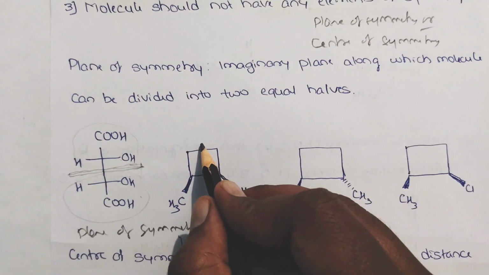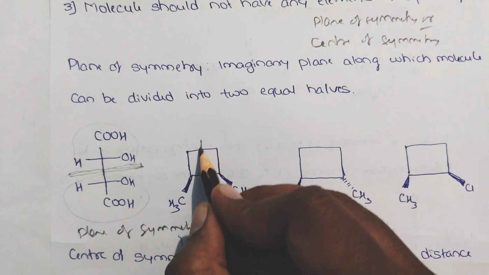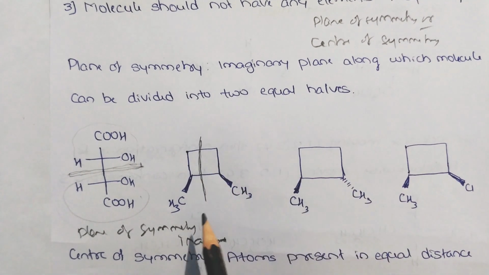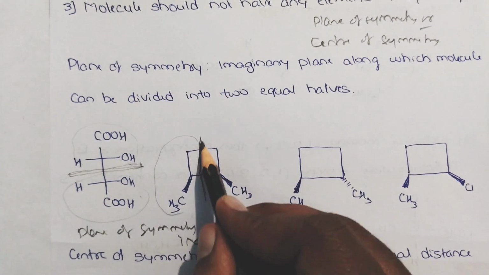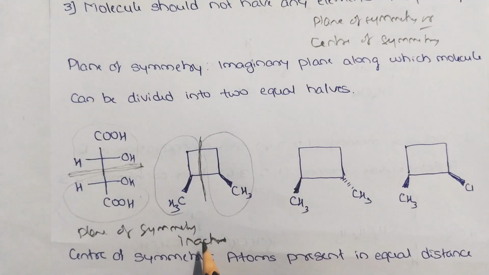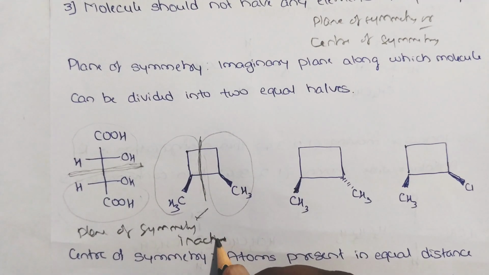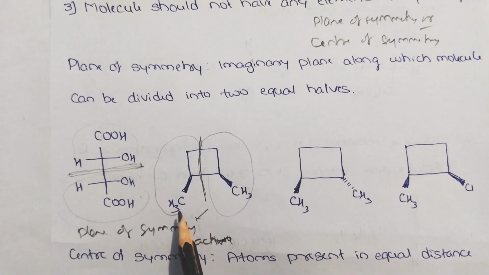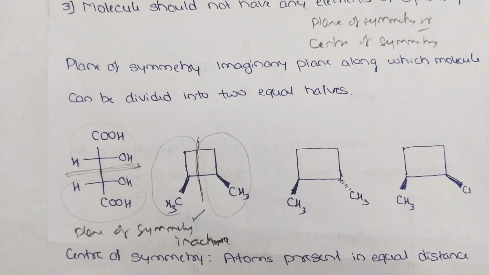Again the second example. Here you can imagine the plane. This is one part and this is another part. Both parts are same. Hence it is also having a plane of symmetry. Hence it is also optically inactive because of the presence of a plane of symmetry.